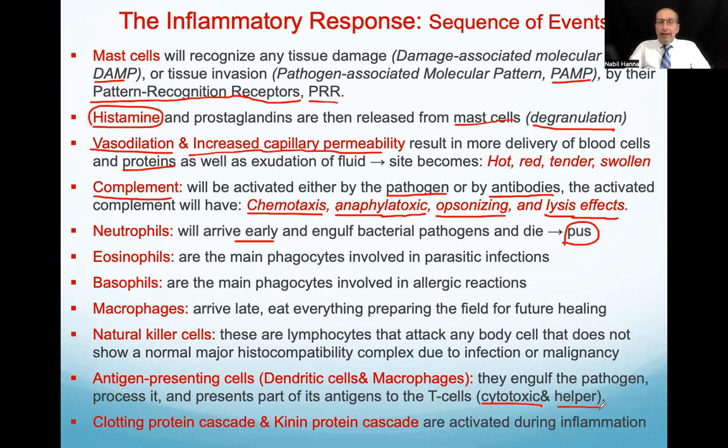Notice that within the inflammatory response, the clotting protein cascade is stimulated and the kinin protein cascade is also activated during inflammation. So during inflammation, you get hypercoagulable and also you stimulate the kinin protein cascade and you make a lot of bradykinin, and this bradykinin irritates the pain receptors. That's why the inflamed area becomes tender and painful because of this stimulation of the kinin protein cascade.